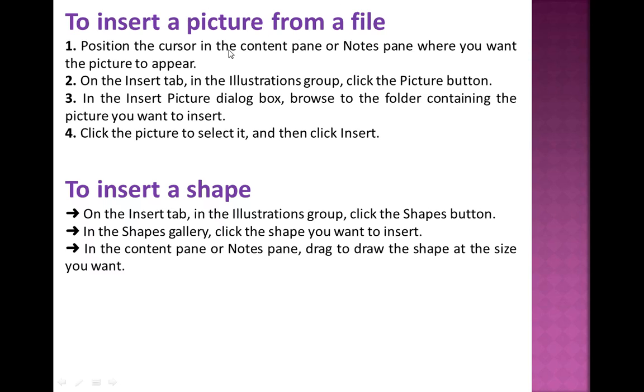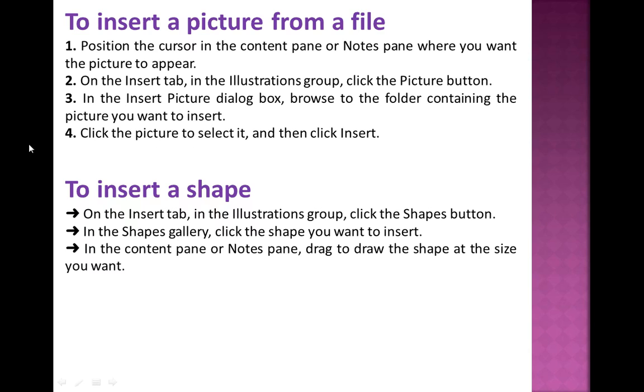How to insert a picture? Position the cursor in the content pane or notes pane. If you want to insert the picture, go to the Insert tab and click on the Picture button. In the Insert Picture dialog box, browse to the folder, then click the picture that you want to select, and then click on the Insert button.